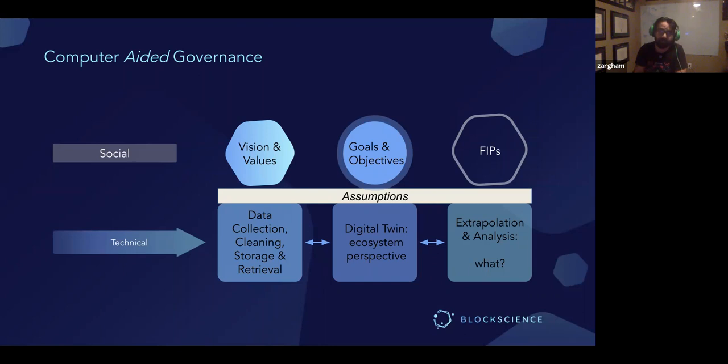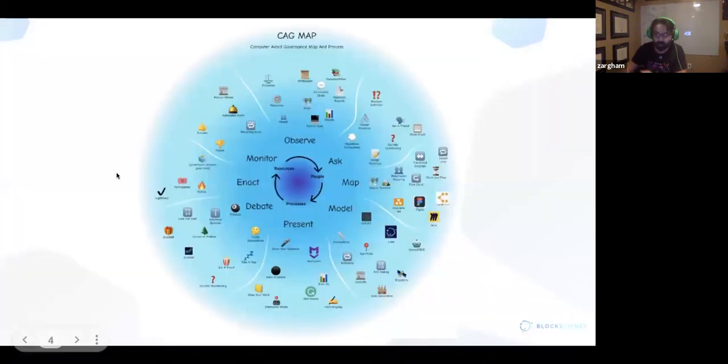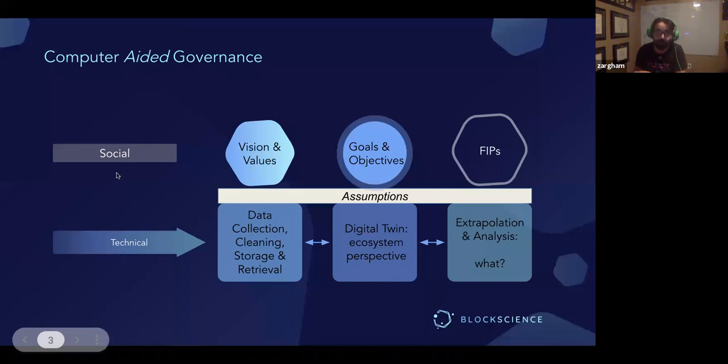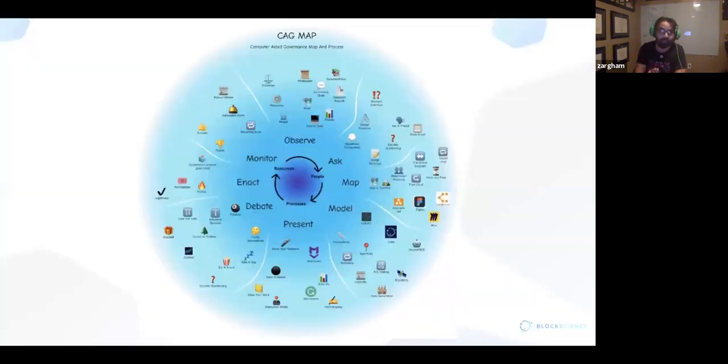On the technical side, of course, data collection, cleaning, storage, and retrieval underpins these systems. The digital twins are a way of seeing the forest and not just seeing the trees, and then using them as tools to actually participate in. It looks like some of this got cut off, but those are what-if questions for extrapolation and analysis to inform decision making. And with that, I will give the floor to Burrata.